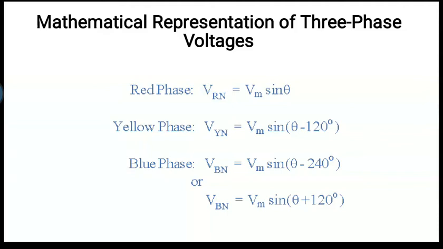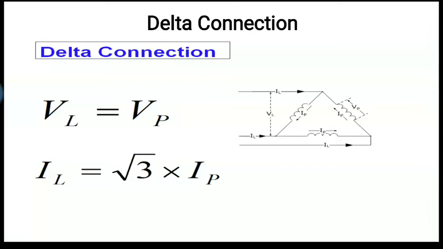Now these three voltages are basically divided into two types of connection. One is a star connection and one is a delta connection. There are three voltages, so we have three phases, right? The connection of these three phases is of two types: one is a delta connection and one is a star connection. So let us see what we mean by delta connection.